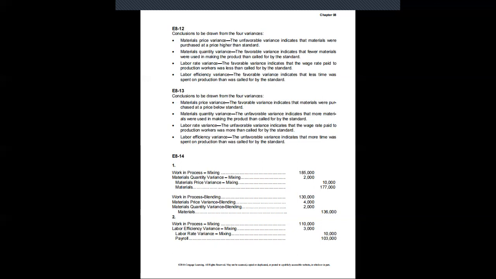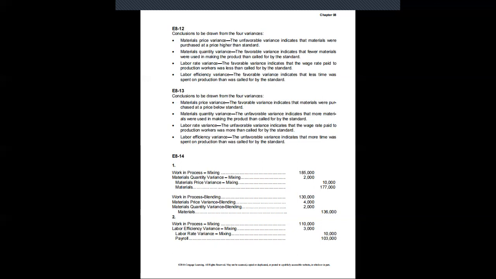The labor rate variance is still a debit. The unfavorable variance indicates that the wage rate paid to production workers was more than called for by the standard, and the labor efficiency variance, still a debit, unfavorable, indicating that more time was spent on production than was called for by the standard.